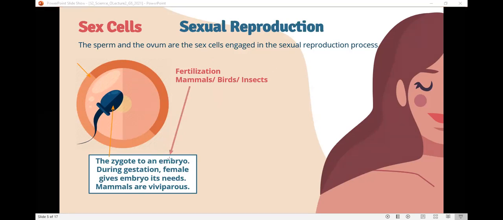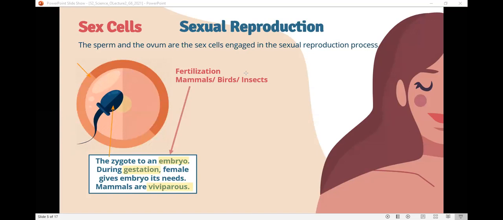So here is the embryo. The embryo is growing inside the female body. This period is called gestation. And then at the end, the mom will give birth to a baby that looks like its parent. For this reason, we say that mammals are viviparous, since they give birth to young.